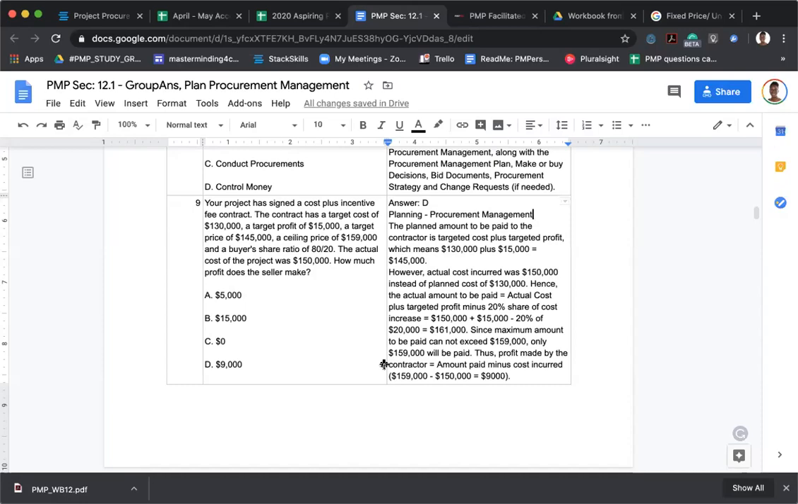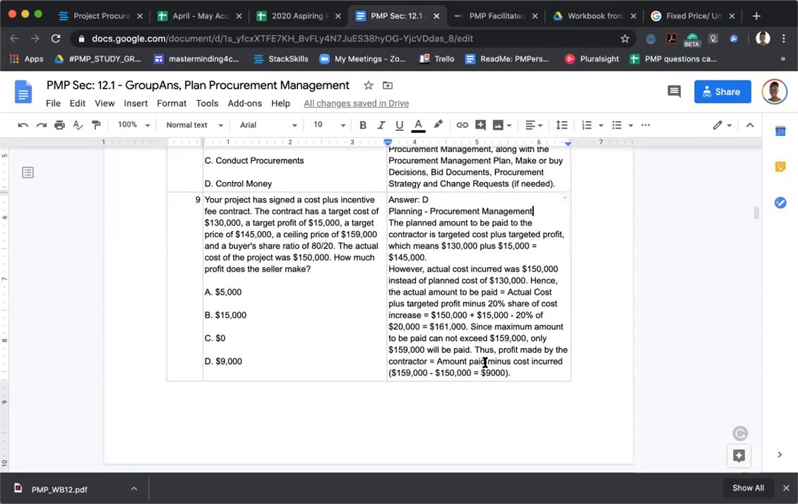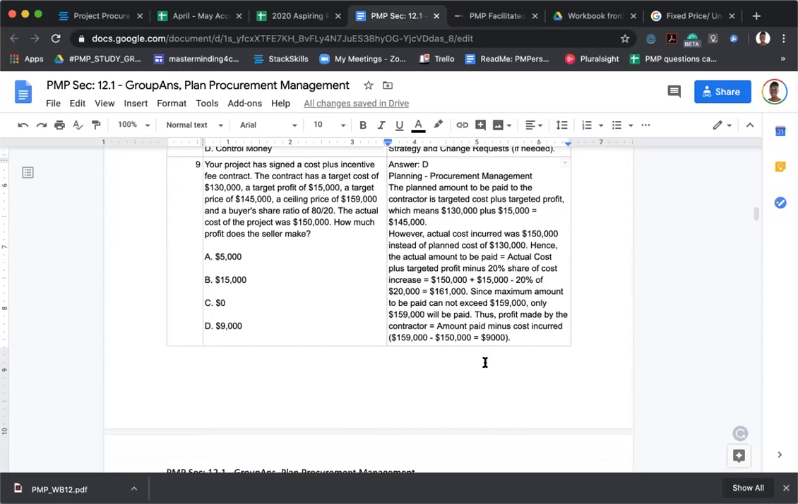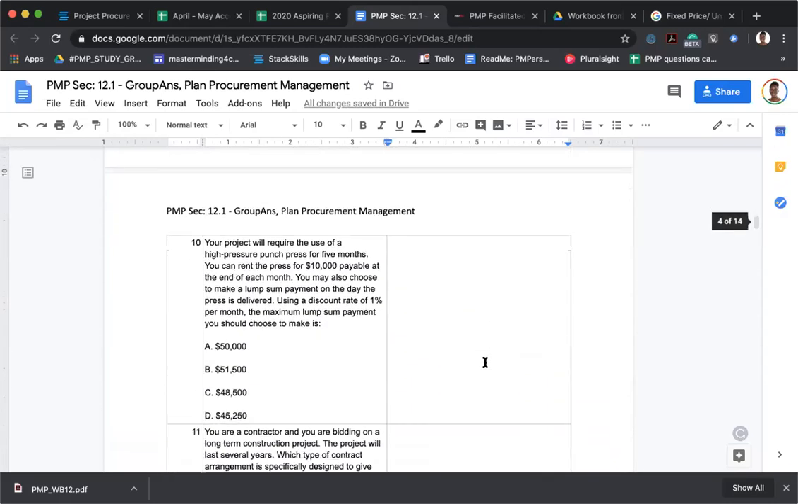I'll send this to y'all, and y'all can write it down too. Minus 20% of 20,000 is equal to 161,000. And since the maximum amount to be paid cannot exceed 159, only 159,000 will be paid. The profit made by the contract equals amount paid minus cost incurred: 159 minus 150. Profit made by the contractor. Ooh, the seller made no money. All righty, y'all have been sent that.